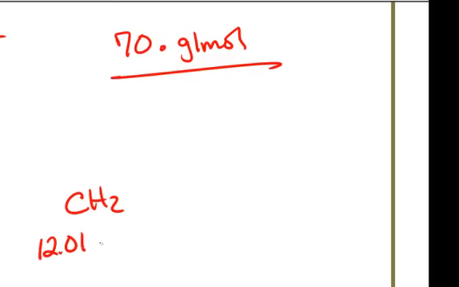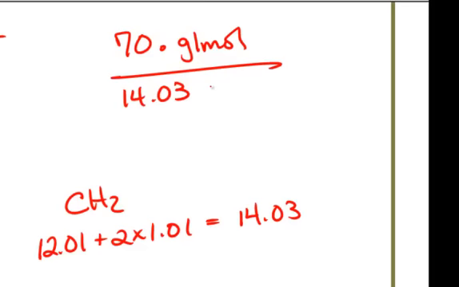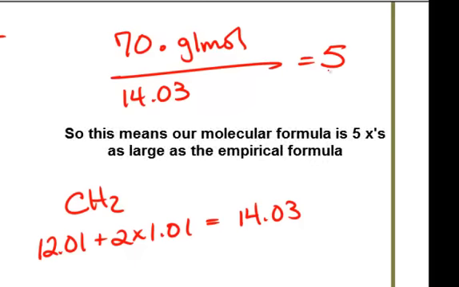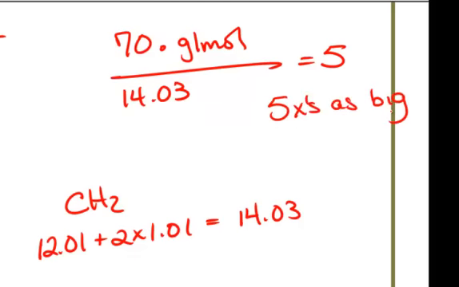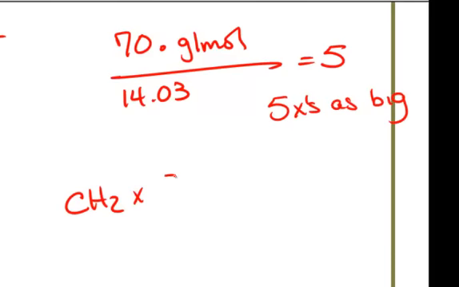Carbon has a mass of 12.01, and there's 2 hydrogens. So 12.01 plus 2 times 1.01 gives us a total mass of 14.03. So 70 divided by 14.03 gives us 5. So in this case, our compound is 5 times as big. And multiply by 5, which means that we have 5 carbons and 10 hydrogens.